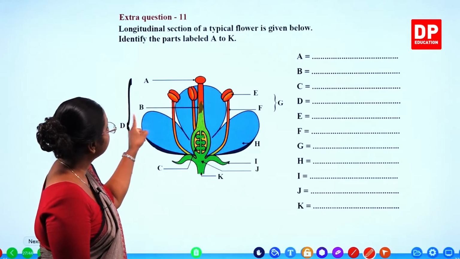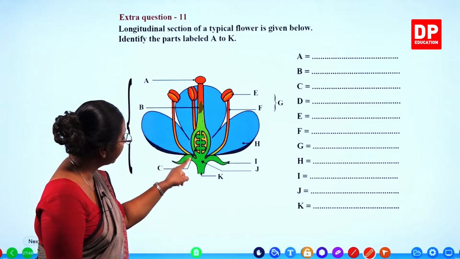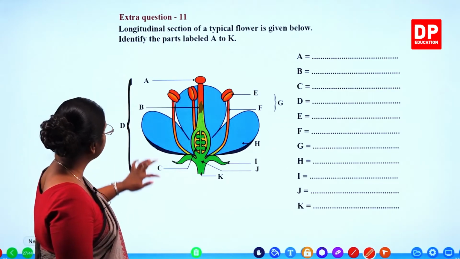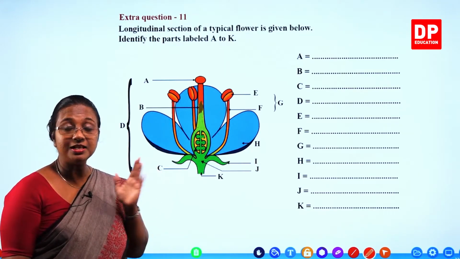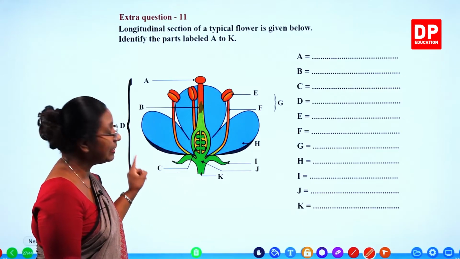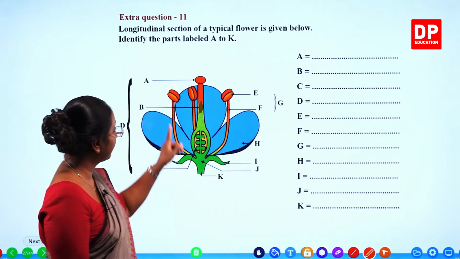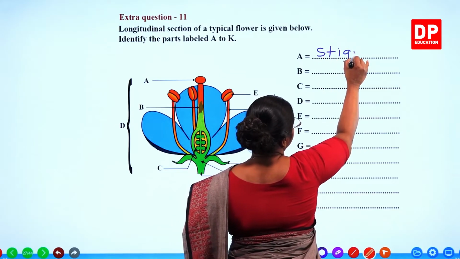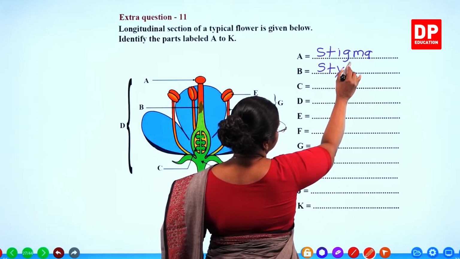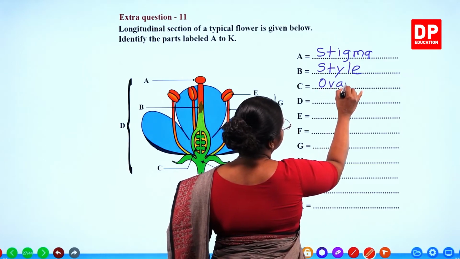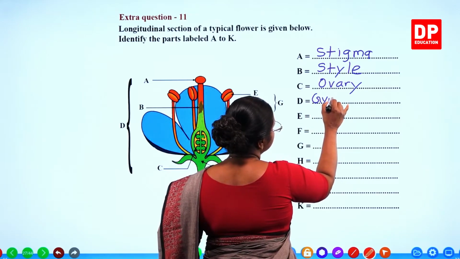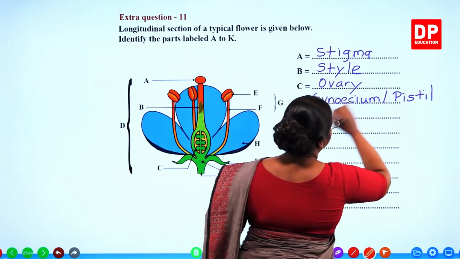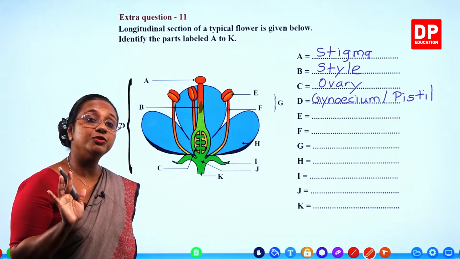A is stigma. Then B is style. You can see C, this part. Although it points to the ovules, this is actually related to ovary. That is why they have labeled A, B and C together as D. You all know it is the pistil or the gynoecium. So therefore, C we will take it as ovary. Then we have the rest of the parts. I will label the first few parts. So A, as I told you, is stigma. Then B, style. C, ovary. And D, we will take it as gynoecium, or you can even write it as pistil. Any one of the names is more than enough. You don't have to use both the names.